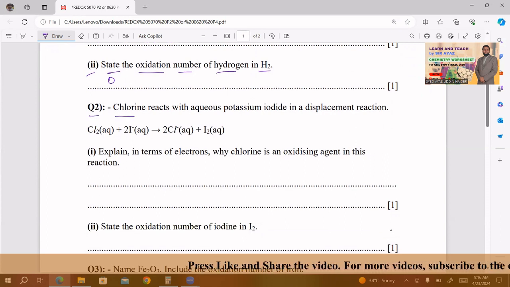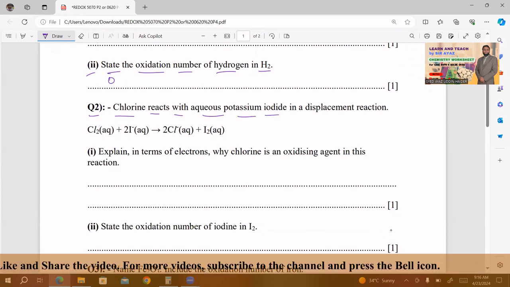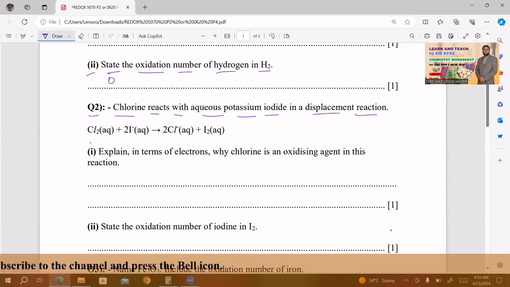Question number 2. Chlorine reacts with aqueous potassium iodide in a displacement reaction. Cl2(aq) + 2I-(aq) gives 2Cl-(aq) + I2(aq). So this is a displacement reaction. Chlorine is above iodine, so it will displace it from its salt.